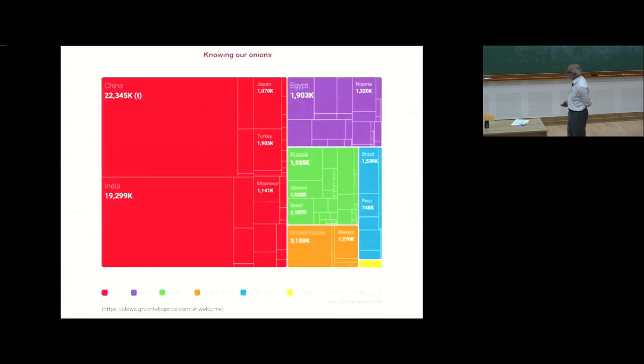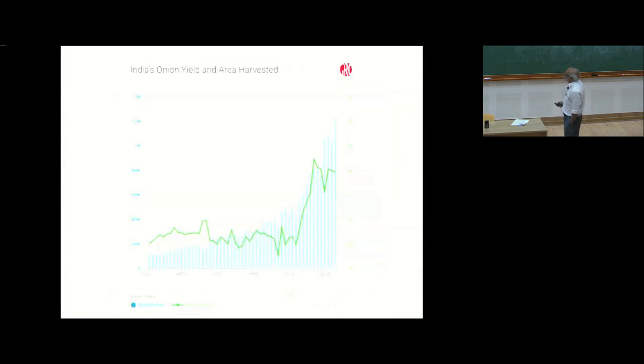Okay, here's a picture I picked from this website. China is this much. Can you see that China is written or no? Yes, it's not clear, sorry. So this is China and this is India, that's good enough. The rest are all small players. So the top producer is China and next is India. Okay, so Indian onion yield and area harvested.